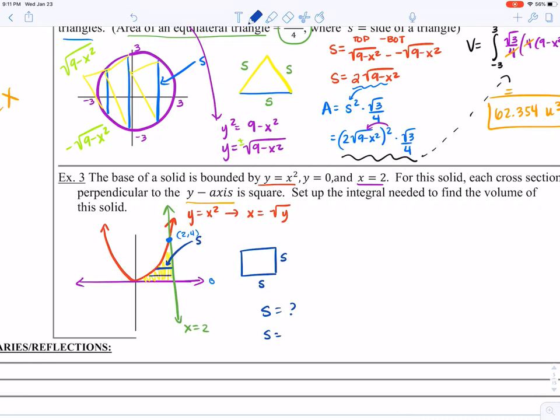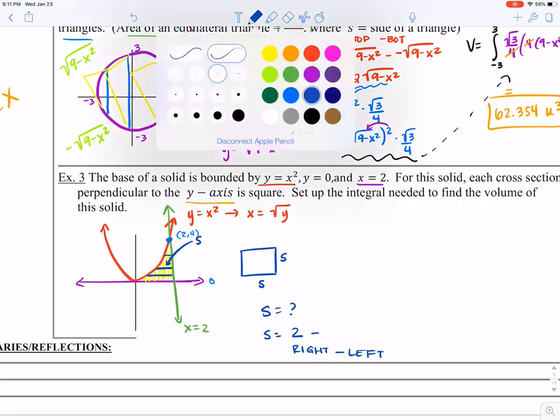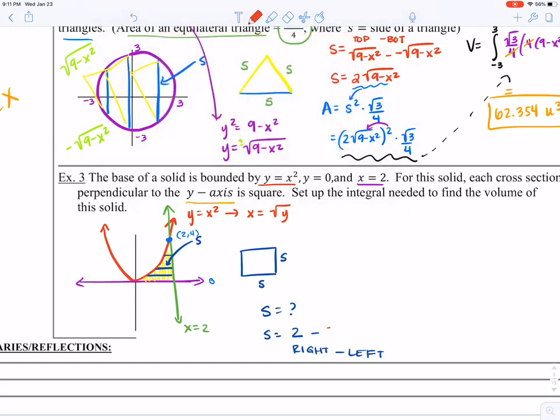So what is s? S is this distance everywhere on the function. And so, not top minus bottom, but right minus left. So our rightmost function is 2 minus left is our parabola, which we're going to write as square root of y. So s is represented by 2 minus root y. And you all know that the area of a square will be s squared, side squared. So if I plug in my s, I get 2 minus root y, squared.